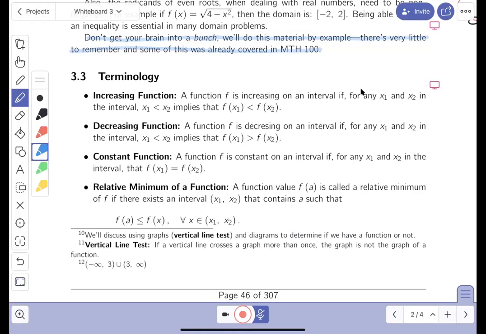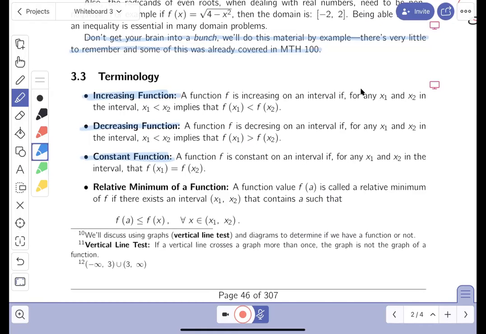We're going to look at increasing function, decreasing function, and constant function, and we'll just do those first 3 first, right? It goes on to say a function f is increasing on an interval if for any x1 and x2 in the interval where x1 is less than x2 implies that f of x1 is less than f of x2. Let people read that, and they really have no idea what's been said. I'm going to paraphrase it, though.